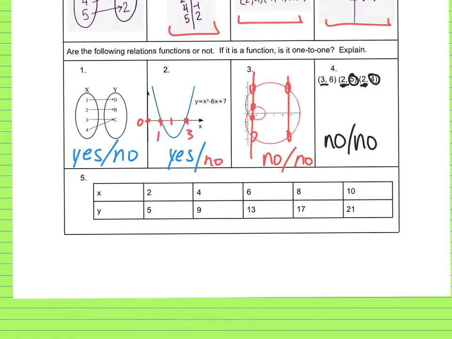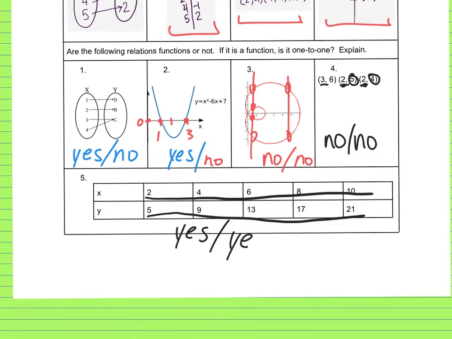Looking at number 5, do I see any x's or any people repeating? No, that's a good sign. That means it's a function. And then, is it one-to-one? Are any of these y's repeating? No, so that one is also a one-to-one function. Good, hope you got the hang of that.